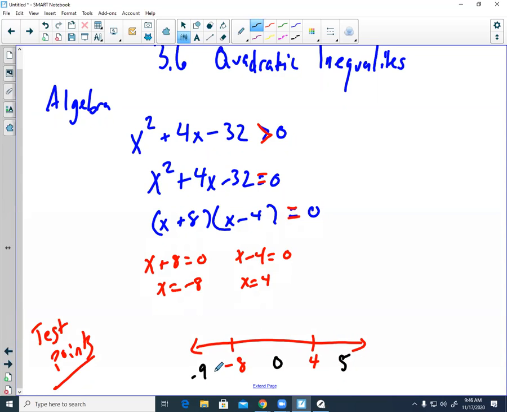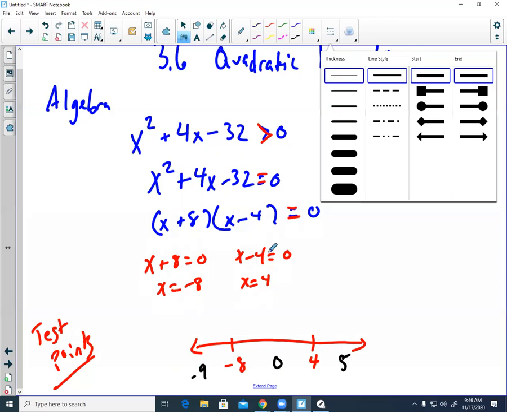What I'm doing when I test these points is I'm seeing, do the numbers smaller than negative 8 work? Do the numbers in between negative 8 and 4 work? Do the numbers bigger than 4 work? Which numbers work? That's what I'm testing. Because if I test negative 9 and that works, that's telling me all numbers smaller than negative 8 will work. If I test this point, this tells me all numbers between negative 8 and 4 will work. If I test this point, this tells me that numbers bigger than 4 will work. So I'm just going to test these points in my original equation, and that will tell me whether or not these work.